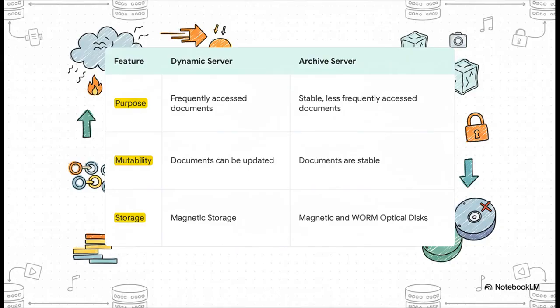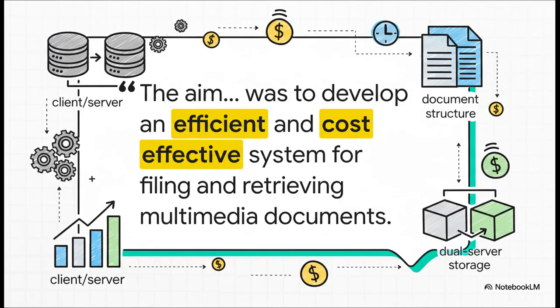And this table lays it out beautifully. You had the dynamic server for those hot, frequently used documents that people were constantly updating. This stuff lived on fast magnetic storage. Then, for the cold files, the stable documents you didn't touch often, you had the archive server. This used a mix of magnetic storage and something called WORM optical disks. WORM stands for Write Once, Read Many, meaning once you save something there, it can't be changed. Perfect for permanent records. And really, this quote sums up the entire philosophy behind MULTOS.